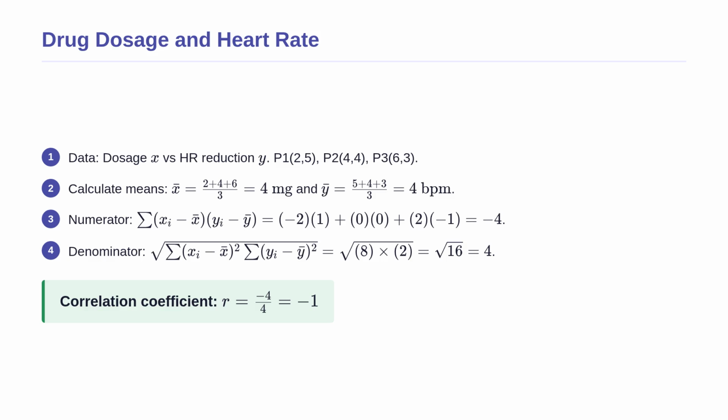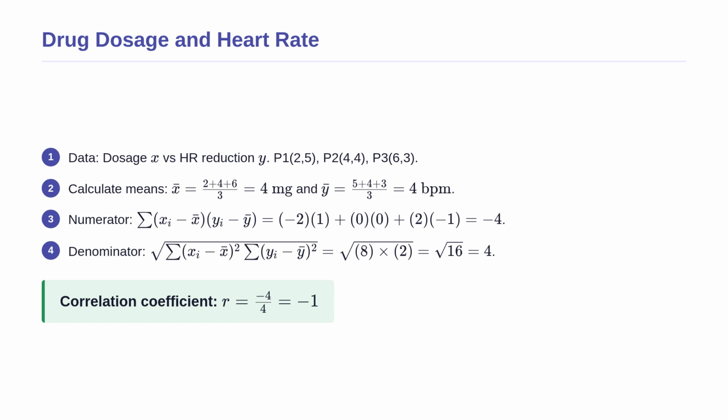Now that we understand a perfect positive relationship, let us look at a medical example. A biostatistician tests a drug designed to lower heart rate. We have dosage in milligrams as X and heart rate reduction in beats per minute as Y. We follow the exact same systematic approach. The average dosage is 4 milligrams, and the average reduction is 4 beats per minute.